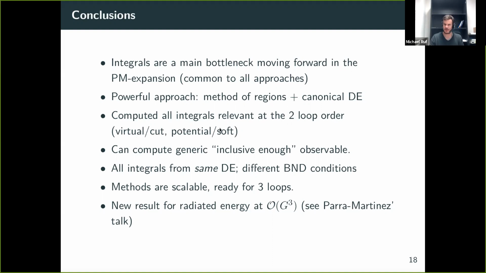And this set of integrals allows you in principle to compute all observables which can be written in this Kosower, Maybee, O'Connell form. Something that is also important is that all integrals come from the same differential equation, and it's only the boundary conditions that we change. The methods look quite up to the task for 3-loop order, and we actually have some results to report on, but for this you have to wait till Julio's talk tomorrow. With that, thanks.